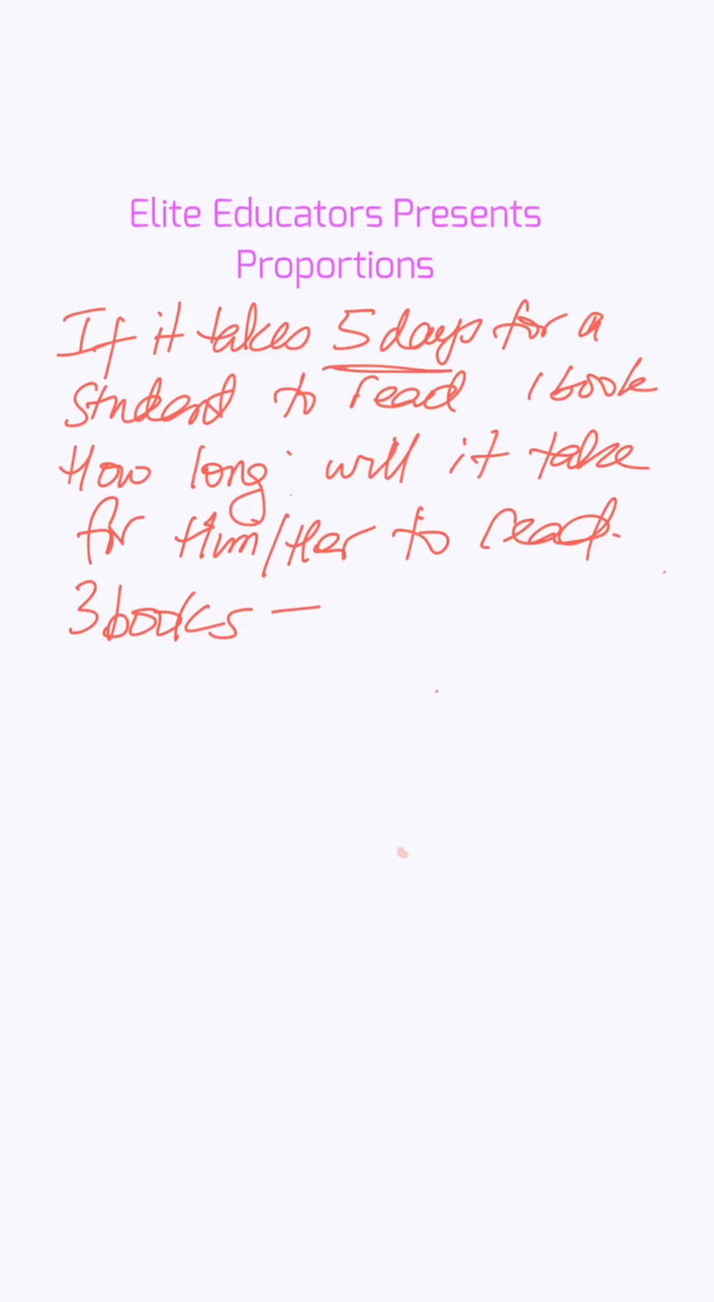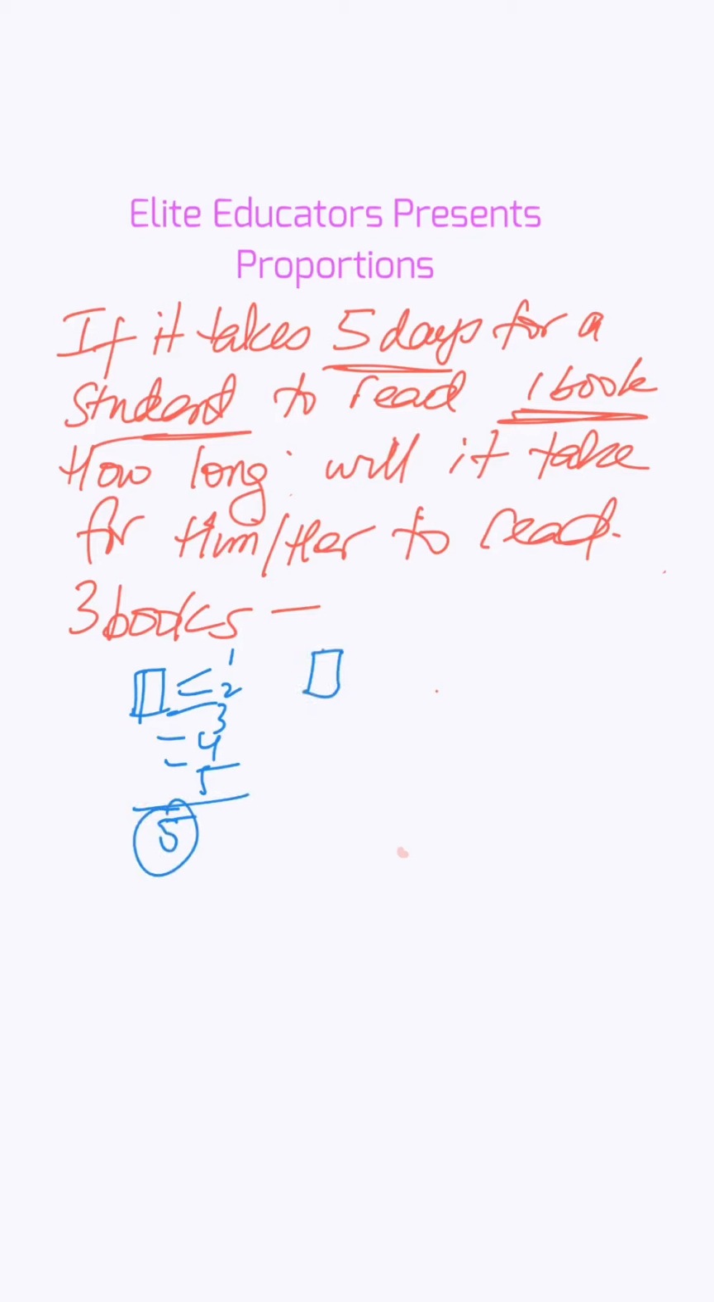If it takes 5 days for a student to read one book, right? So let me change the color a bit here. All right, so change it to blue. So this is one book, right? And it takes 5 days. So 1, 2, 3, 4, 5. How long would it take to read 3 books, right? So this will be 5 days, right? So let's draw another book.